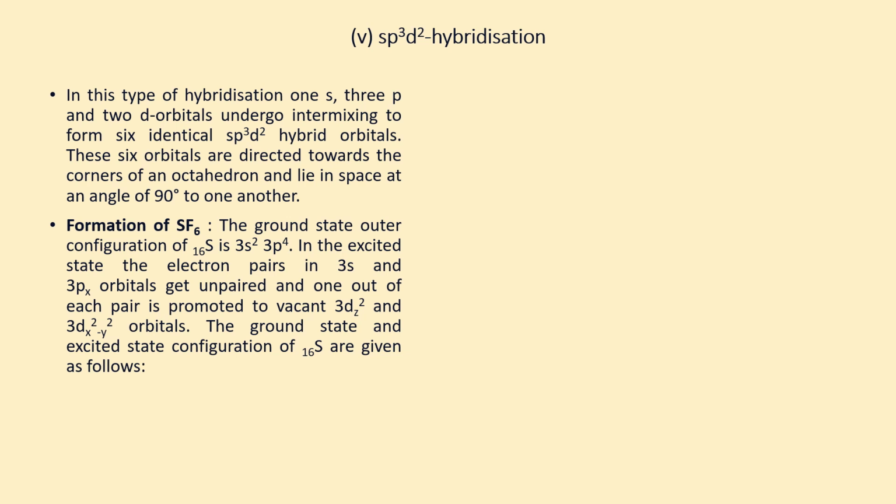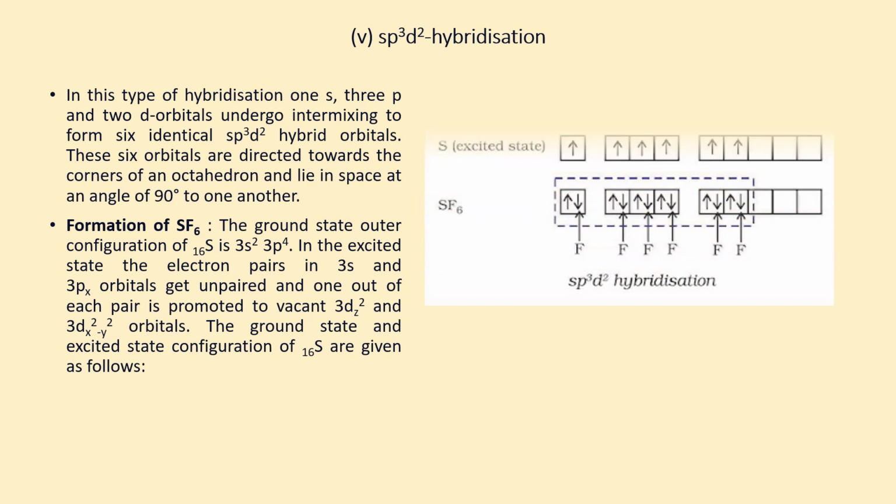The ground state outer configuration of sulfur, atomic number 16, is 3s2 and 3p4. In the excited state, the electron pairs in 3s and 3p orbitals get unpaired and one out of each pair is promoted to vacant 3dz2 and 3dx2-y2 orbitals. The ground state and excited state configurations of sulfur are shown on the screen.